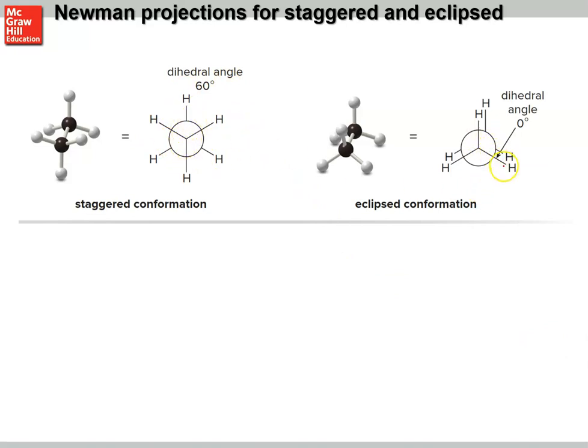This is what the eclipse conformation looks like, and you would again come off that back carbon and show that these are in the eclipsed or overlapping conformation.